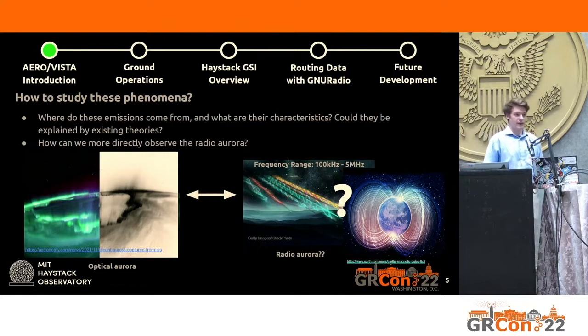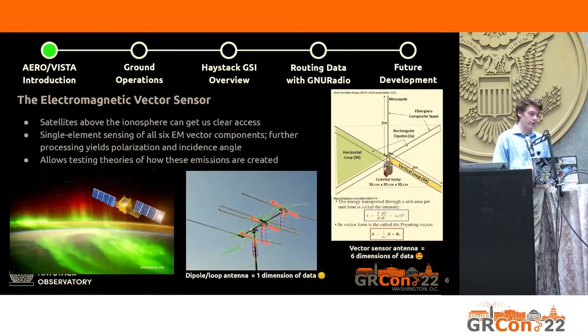But part of the issue is that even though we can receive these signals on the ground, a lot of the important characteristic information, like their polarization and the angle they come from, can get lost or muddied on the way down. So we need a way to more directly observe these radio auroras, which brings us to our satellites, which are planned to go into low Earth orbit. That's between 200 and 2,000 kilometers. And these will be able to get us clear access to observing this radio aurora from the top down, so we can have it not be blocked by the atmosphere, basically.